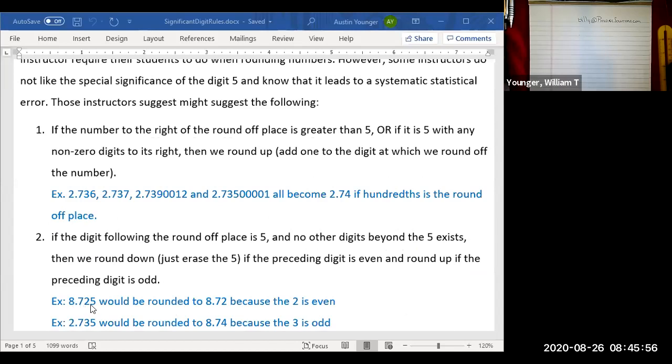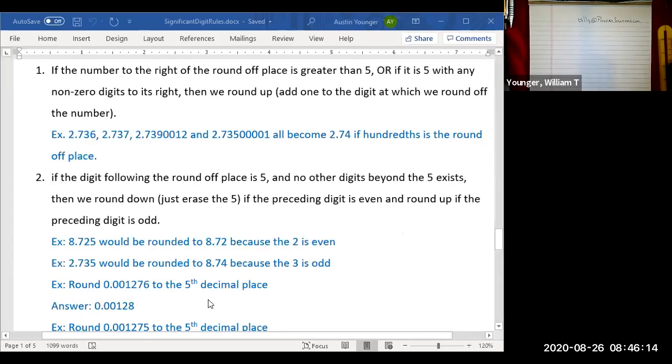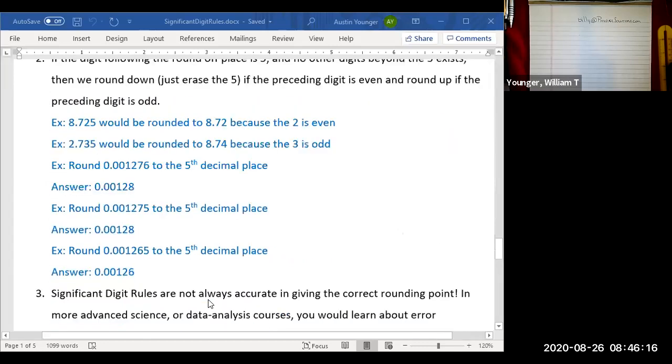So 8.725, notice the 2 is actually even. So we're going to round down. In this case, it'd be 8.72. 2.735, the 3 is odd. So in this case, we're going to round up. So it'd be 2.7, or excuse me, yeah, it's supposed to be 2.74, not 8.74. So there's some more examples here.